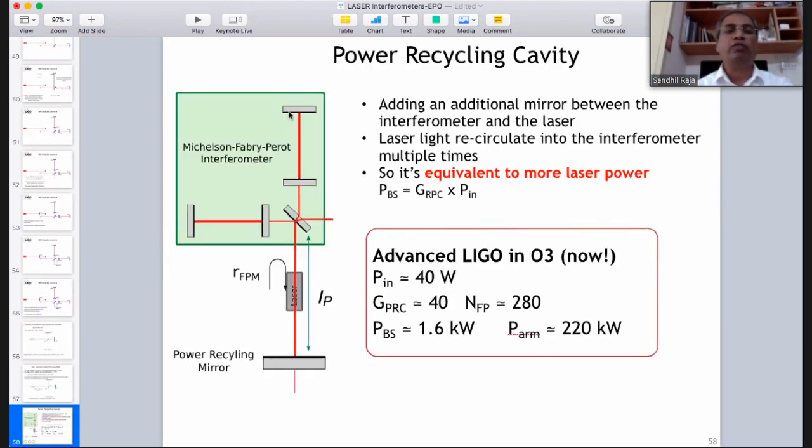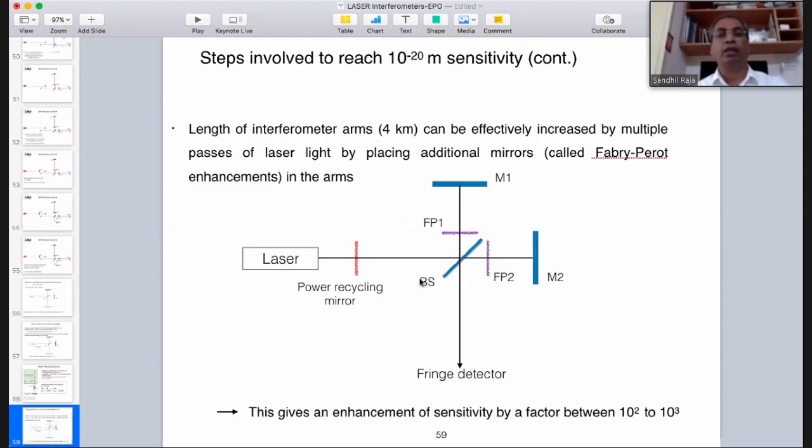So the whole of the interferometer you can imagine as if it's a single mirror, and that mirror with this power recycling mirror forms a Fabry-Perot cavity. The finesse of that gives you that. For example, for advanced LIGO on the O3 run, the input power is 40, and with a PRC gain of 40, you get a total power at the beam splitter of around 1.6 kilowatt, and the intra-arm cavity power of 220 kilowatt, which is a huge gain over the 240 watt that you put in, and that's a sizable gain because of power recycling.